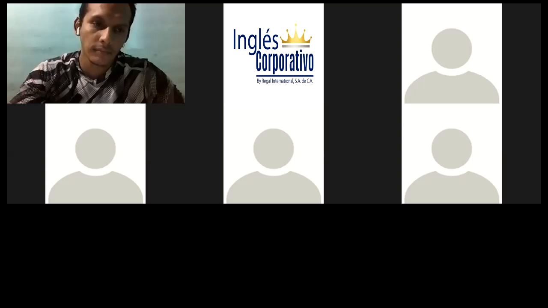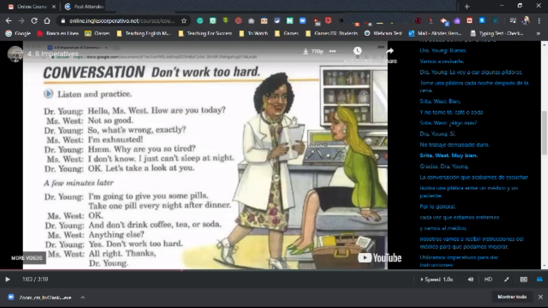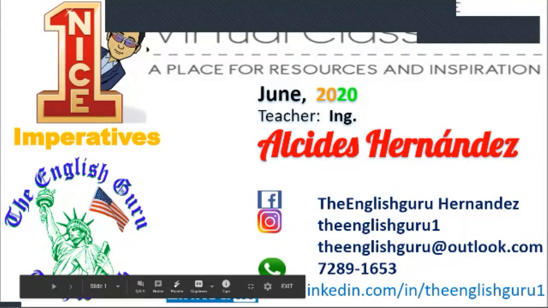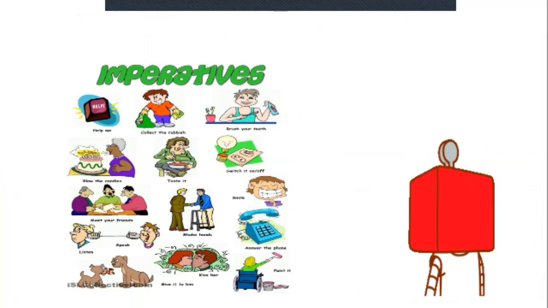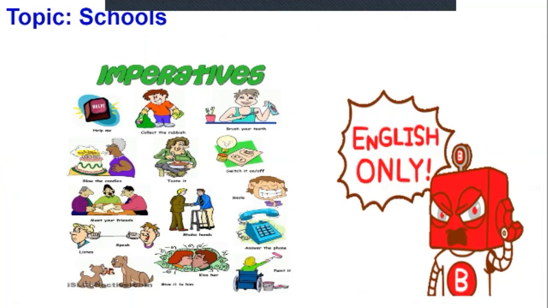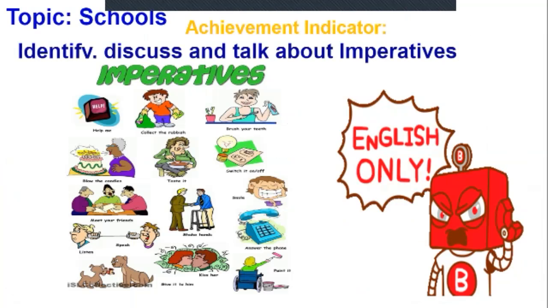Okay, here we go. I have it ready. Now let's present it. And let me share it with you guys. We're going to understand what are imperatives. Okay, can everybody see my presentation? Yes. Thank you. So we're going to do imperatives. So let's see what this is all about. Okay. The achievement indicator would be identify, discuss, and talk about imperatives.